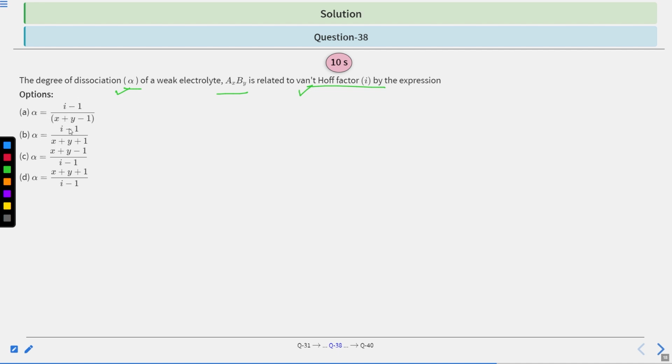Alpha equals i minus 1 upon x plus y plus 1. Or alpha equals x plus y minus 1 divided by i minus 1. Or alpha equals x plus y plus 1 divided by i minus 1. So you have 10 seconds to solve this question. After that, we will see what will be the answer.